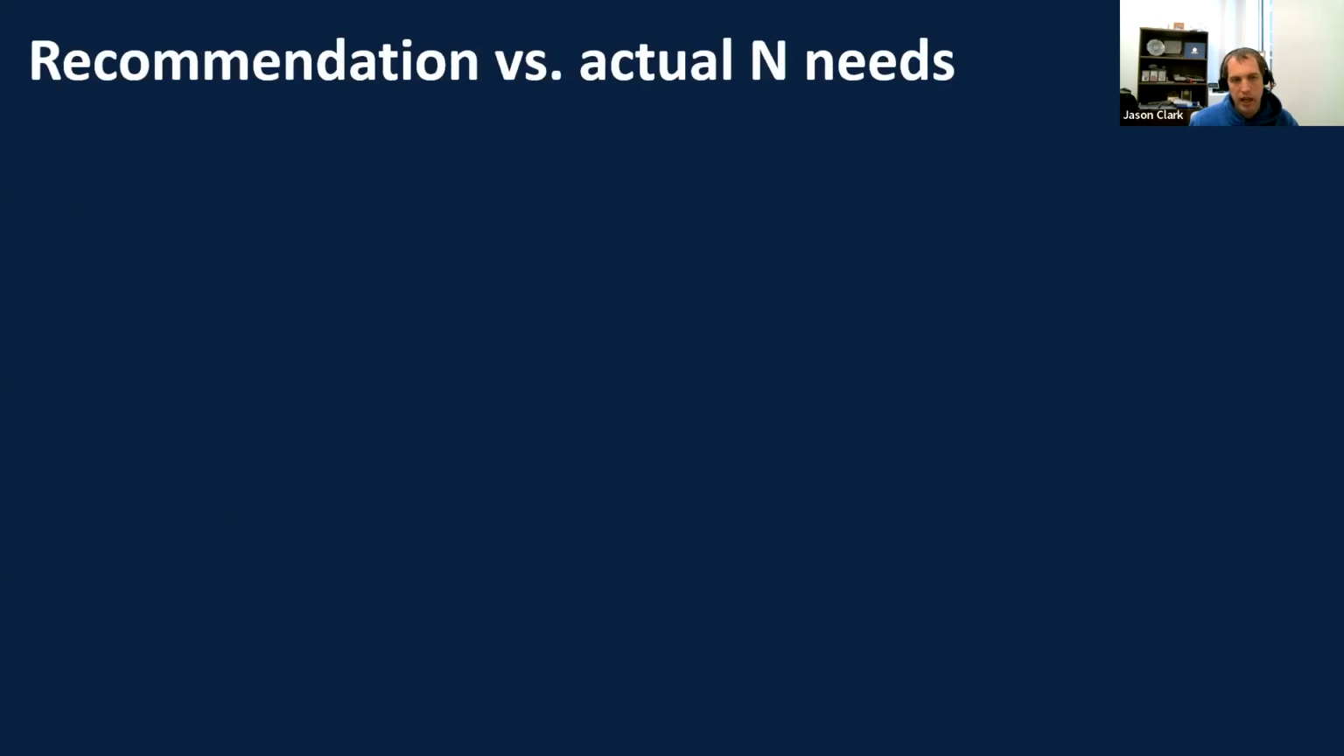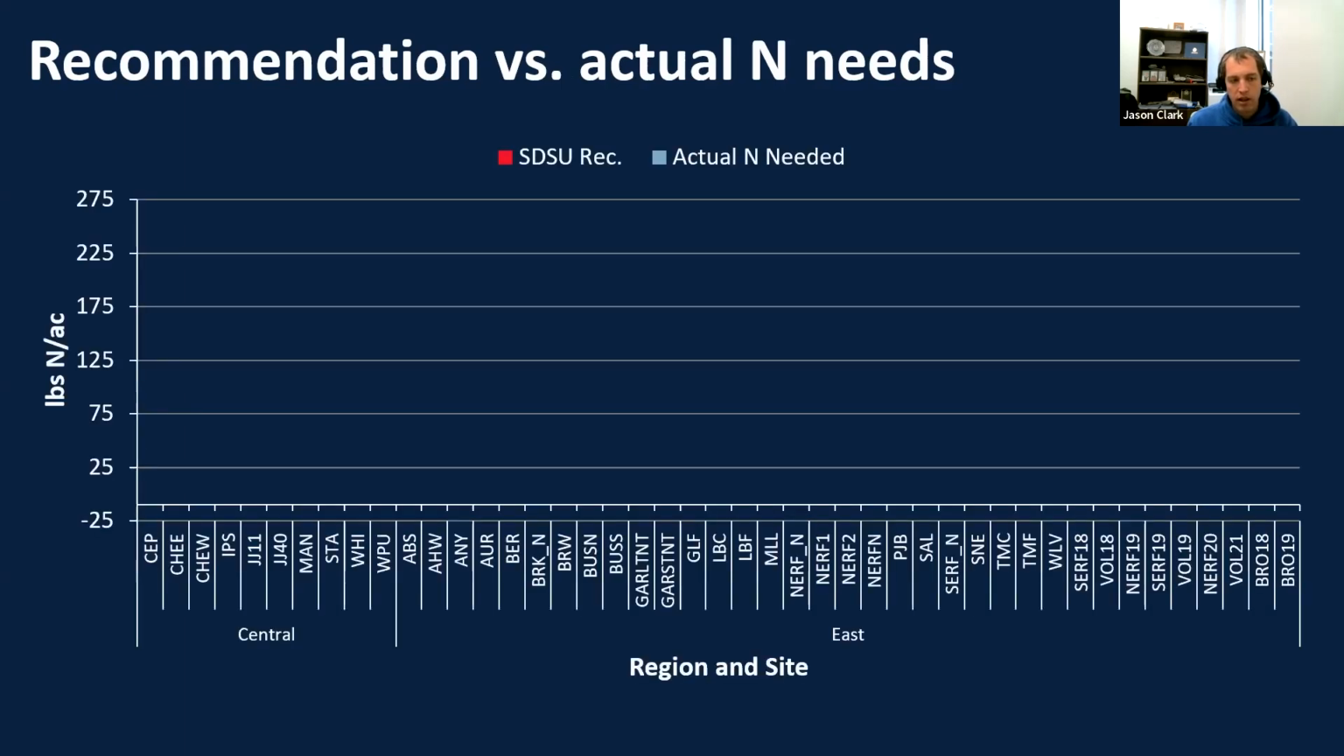So this one we're going to start off by just looking at what was the SDSU recommendation versus what we actually needed and how accurate that is. So here on our y-axis, we have our pounds of nitrogen per acre. So this is how much was required. Down here, these are the sites in central South Dakota, and these are sites in eastern South Dakota. We do have more in the eastern sites, just where farmers have let me use their fields more often, but we are looking to hopefully get more in the central. If you're interested, let me know.